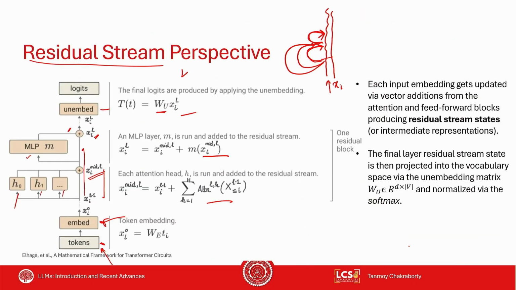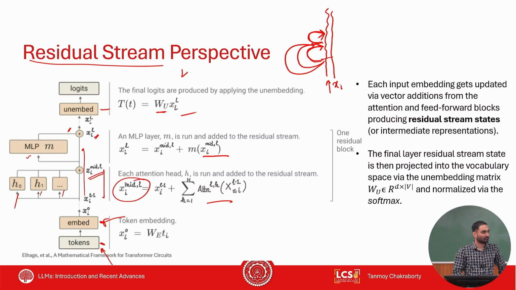Let me go back to the picture again. Look here. So far I have calculated this one, X_i^mid L. I have calculated the heads, added them, and I produced this one. I'm at this position. Now I need to pass it through the MLP, which is denoted by M here. M is a function which we will segregate later, and this will be added with this, and this will produce the output after the MLP, which we denote as X_i^L, okay?